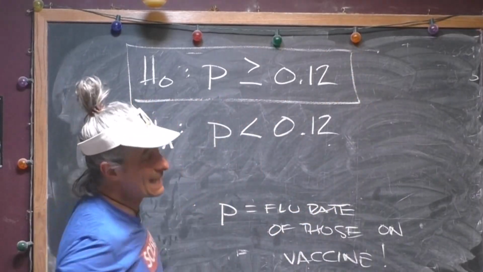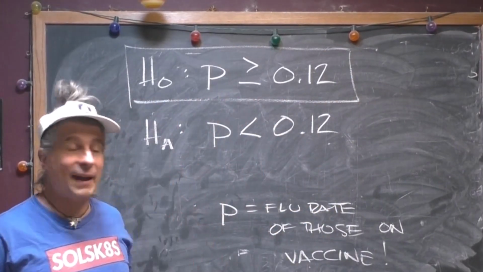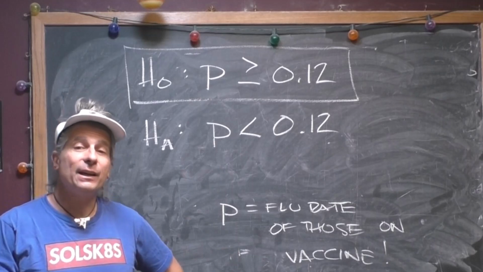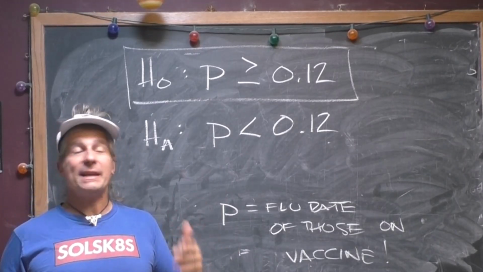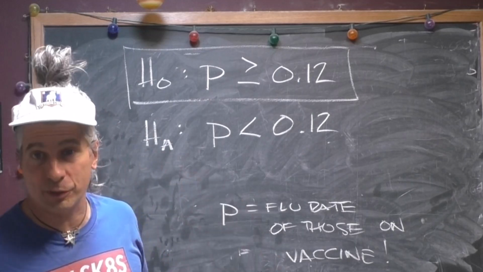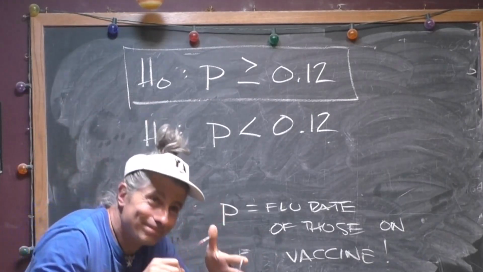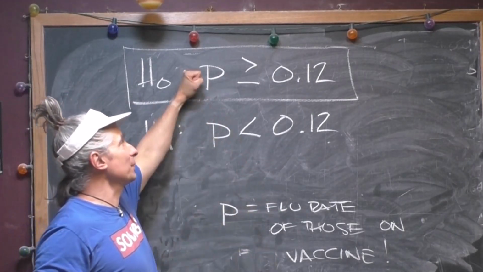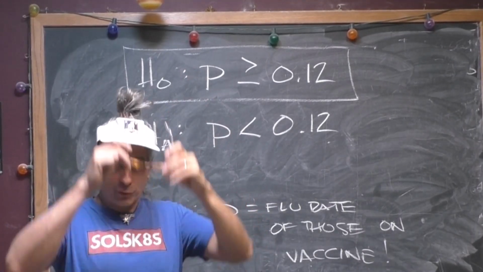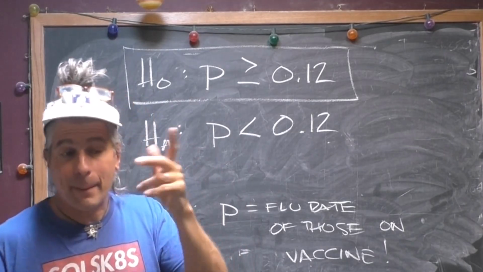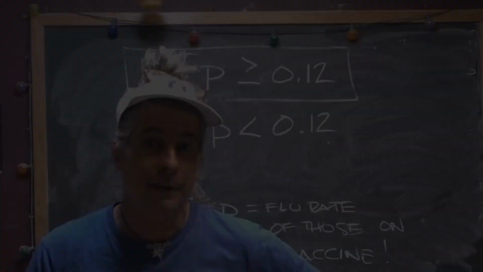In other words, it does not appear as though the vaccine is significantly lowering flu rates. We have not seen enough statistical significance. Yes, 10% is less than 12%, but it hasn't escaped the confidence interval of the null hypothesis. So we'd have to conclude right here that this flu vaccine does not appear to be working based on a sample of size 500.